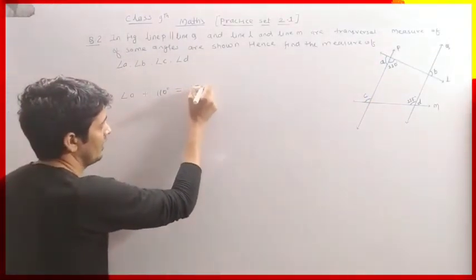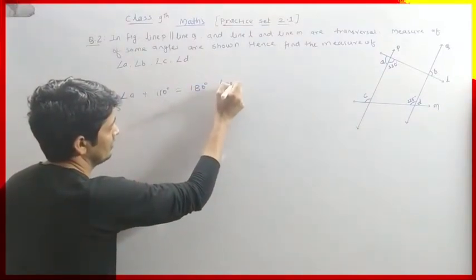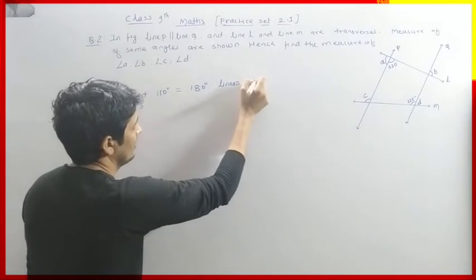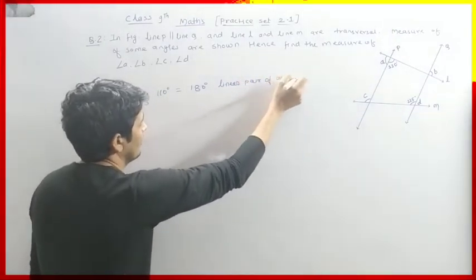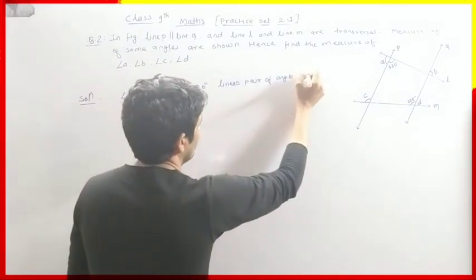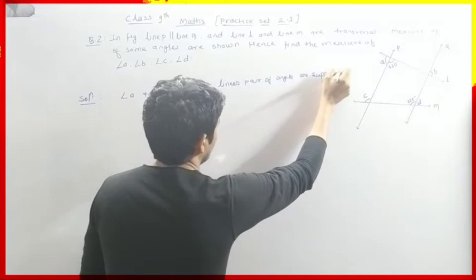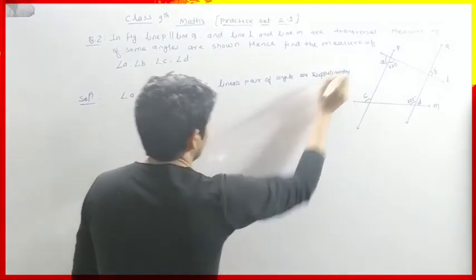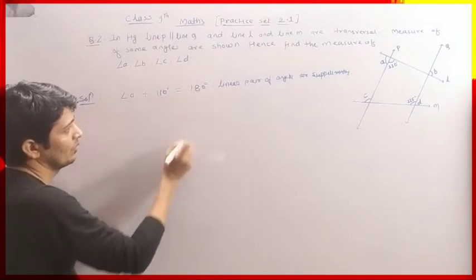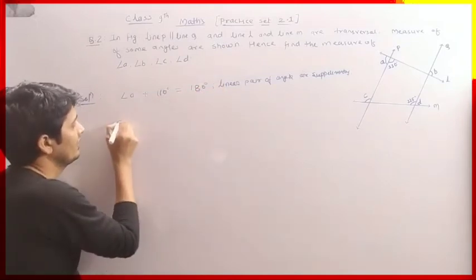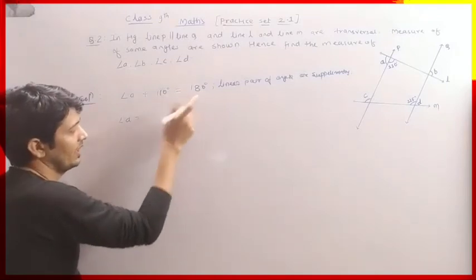So linear pair of angles are supplementary. Supplementary means 180 degrees. Therefore, we have to write angle A equals to, we are transferring 110 to the other side.